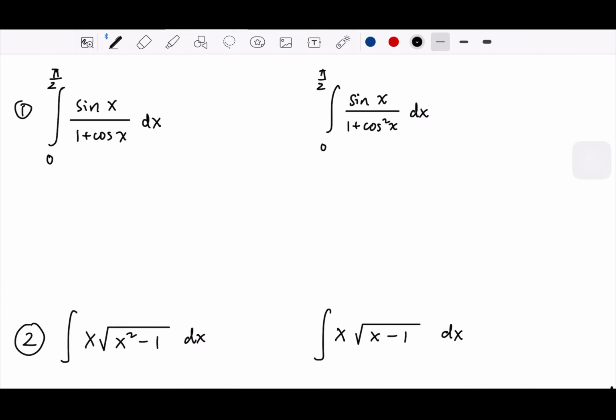Okay. Now see the two. I'm giving you like in two lines because you see the sine x over 1 plus cosine x. The other part is similar, but it has a square in here. It has squared. So perhaps you could think which one of these two is the easiest one. And also the second line we have x and a square root of x squared minus 1. And this has the x square root of x minus 1.